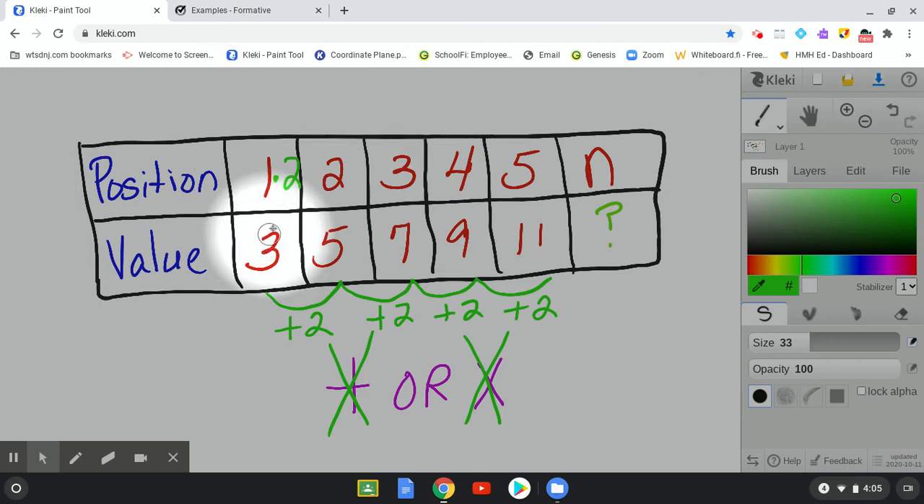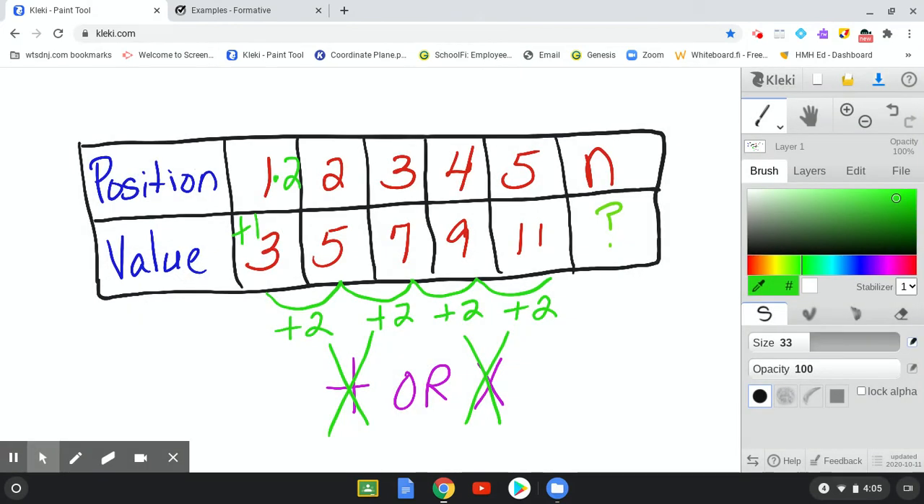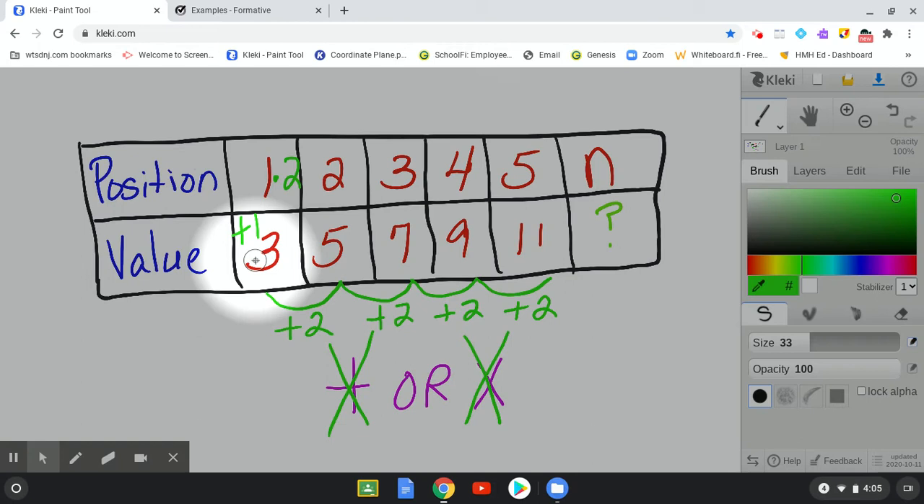So how do I get from 2 to 3? Because 1 times 2 equals 2, but then how many more do I have to get to 3? Well, if I add 1, I then get to 3. So let's see if this now works. So multiplying my values on top by 2 and then adding 1 to get to my bottom number.